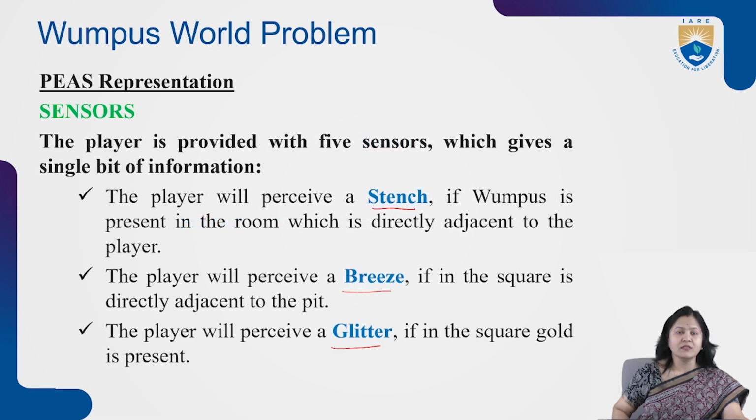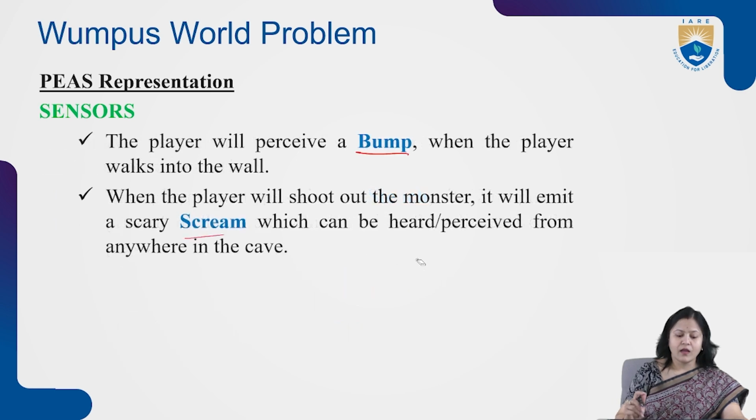I have already discussed this, but once again, let me repeat. The player will perceive a stenchy or stinky smell if the Wumpus is present in the room directly adjacent to the player. The player will perceive a breeze if the square is directly adjacent to a pit. The player will perceive a glitter if the square has gold. The player will perceive a bump when the player walks into the wall. And when the player shoots the monster, it will emit a horrible, scary scream sound which can be heard and perceived from anywhere in the cave.